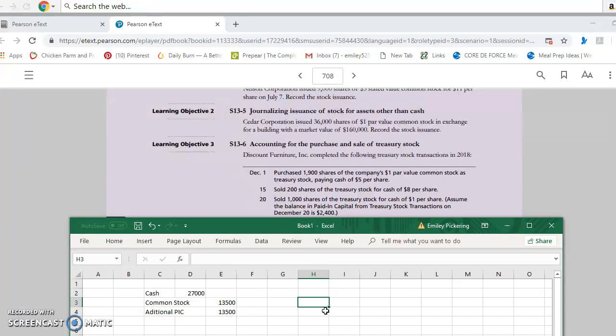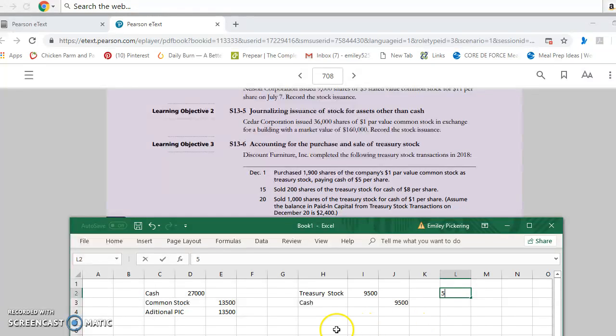So let me go ahead and make the credit entry first because we have cash going out the door. We paid $5 a share and it was 1,900 shares. And then I'm just going to hit my treasury stock. So we don't care about the par value. It means nothing at this point. So we have 9,500 treasury stock and 9,500 that went out the door in cash. Now I'm going to put the little $5 over here because I know I'm going to need that later.